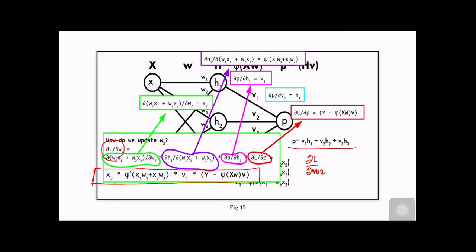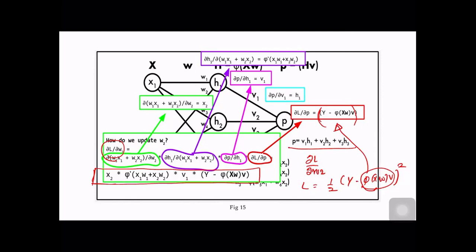Oh, no. So this is the value of the derivative. Remember, our loss was half times y minus phi x w v, the whole square. So I've taken a derivative with respect to this term, and then this is the value of the derivative. So I won't take the derivative of this with respect to p again. Does that make it clear?